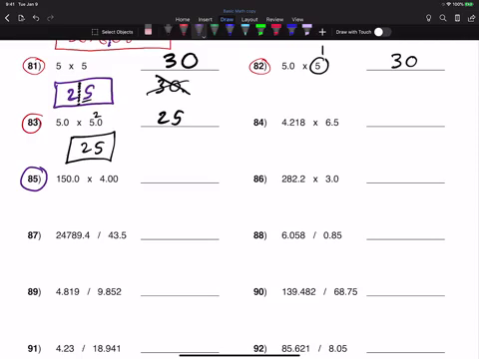Now, in the case of 85, 150.0 times 4.00. On a calculator, this is the same as punching in 150 times 4, and the calculator, of course, shows an answer of 600.